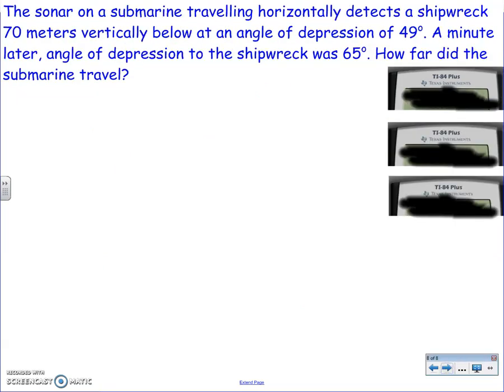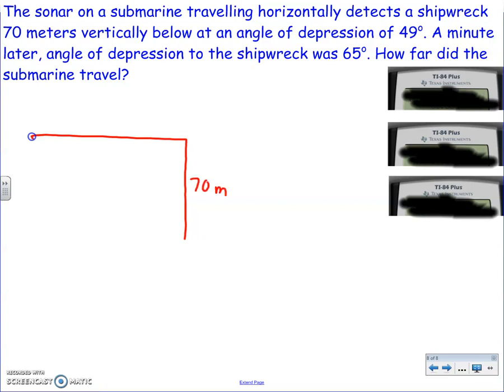All right, last problem and most complicated is this. A sonar on a submarine traveling horizontally detects a shipwreck 70 meters vertically below at an angle of depression of 49 degrees. A minute later, the angle of depression to the shipwreck was 65 degrees. How far did the submarine travel? So this is a multi-part problem. So we have a submarine traveling horizontally, and it detects a shipwreck 70 meters vertically down.